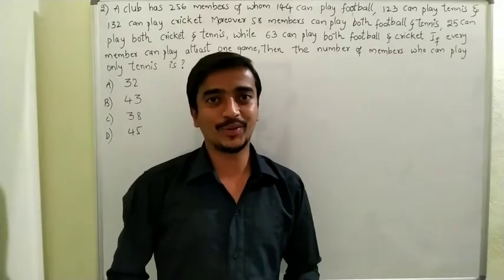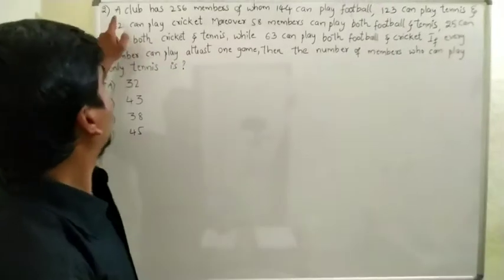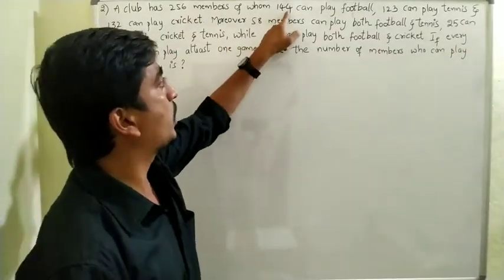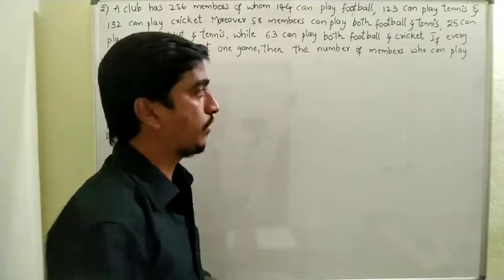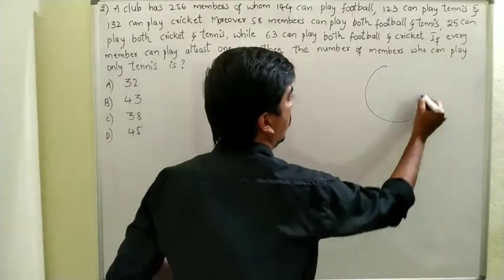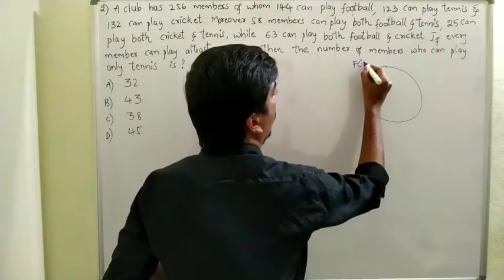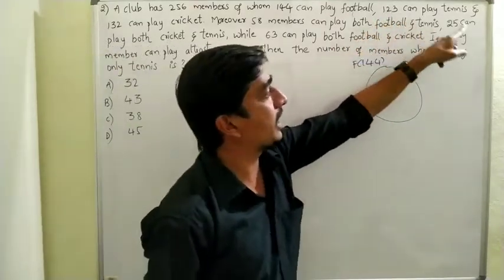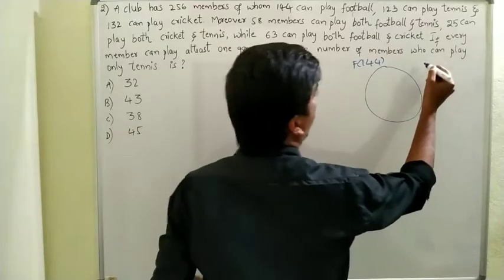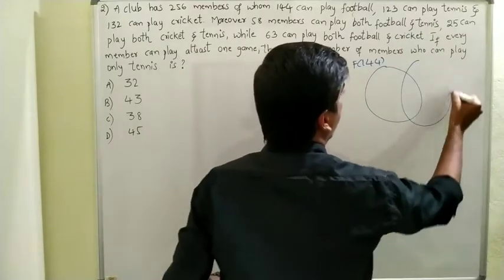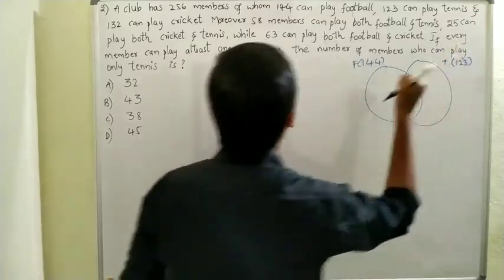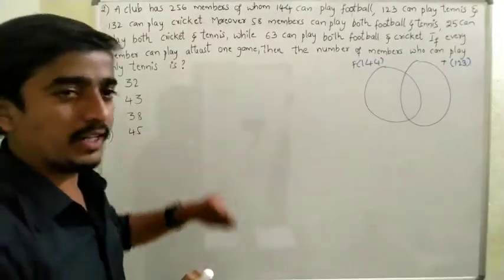Now see the second question. The second question is: a club has 256 members, of whom 144 can play football. So 144 members are playing football. Let us take it as football, 144 members. Then next, 123 can play tennis. So 123 members can play tennis, T of 123, and 132 can play cricket.